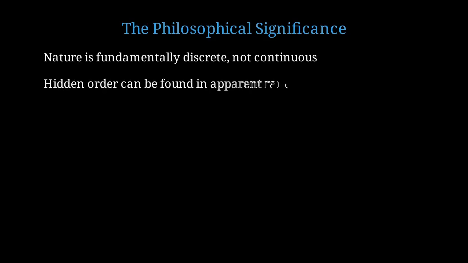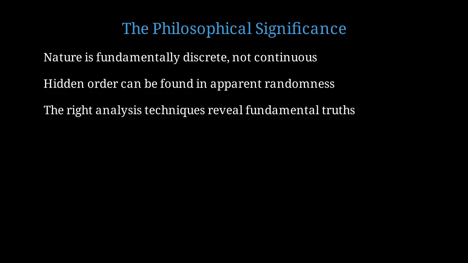It demonstrated that hidden order exists in apparent randomness. Those messy measurements that seem to have no pattern actually encoded one of nature's fundamental constants. This is what drives physicists, the faith that beneath the chaos there are simple, beautiful laws. And it proved that with the right analytical tools, humans can discover these truths. We don't need perfect instruments or noise-free data. We need good statistics, careful reasoning, and persistence. That's the real lesson of Millikan.